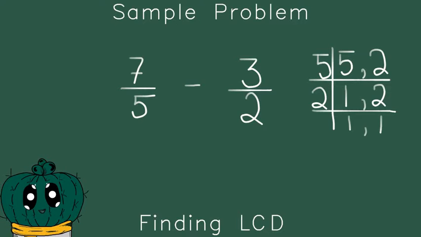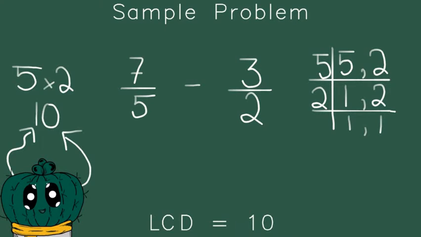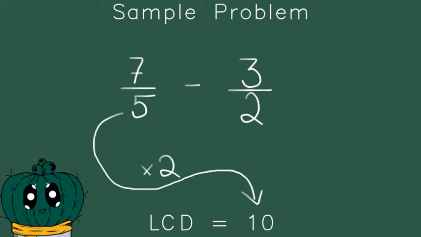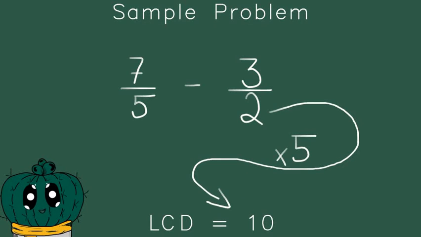Now to actually find the LCM, what we do is multiply the numbers on the left hand side. We do that to get 10. Now we make the denominators of the fractions equal to 10. So how do you make 5 equal to 10? You multiply it with 2. And how do you make 2 equal to 10? You multiply it with 5.